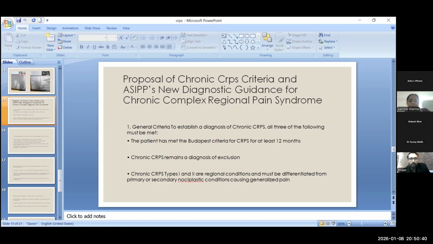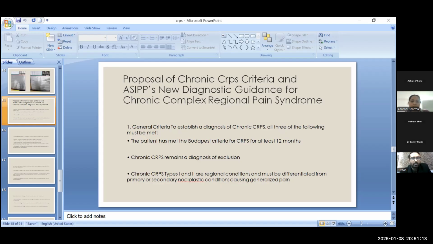So I just wanted to add one addition to the guidelines of diagnosing CRPS, as the American Society of Interventional Pain Physicians have added new diagnostic guidance for chronic complex regional pain syndrome, which is defined as CRPS, which has been going on for more than 12 months. Because there is a lot of discrepancy in how to come to a diagnosis of CRPS. So what they have mentioned in their paper is the general criteria to establish a diagnosis of chronic CRPS. All three of the following must be met.